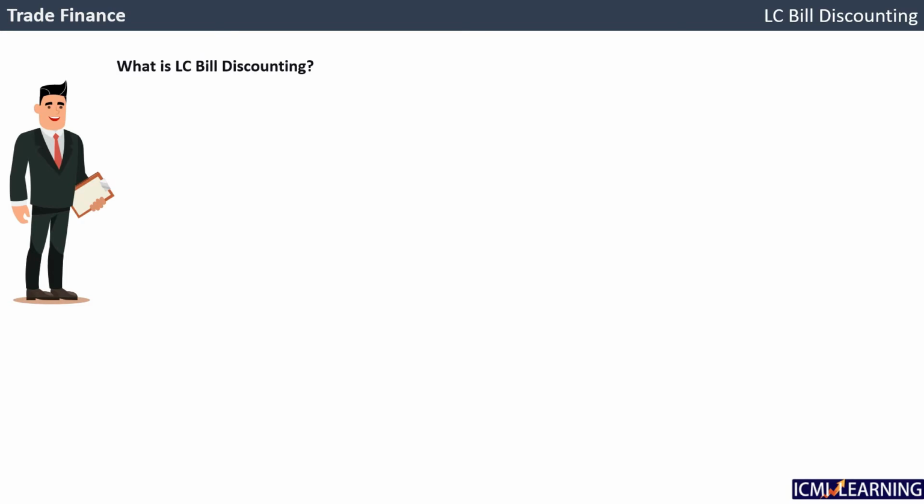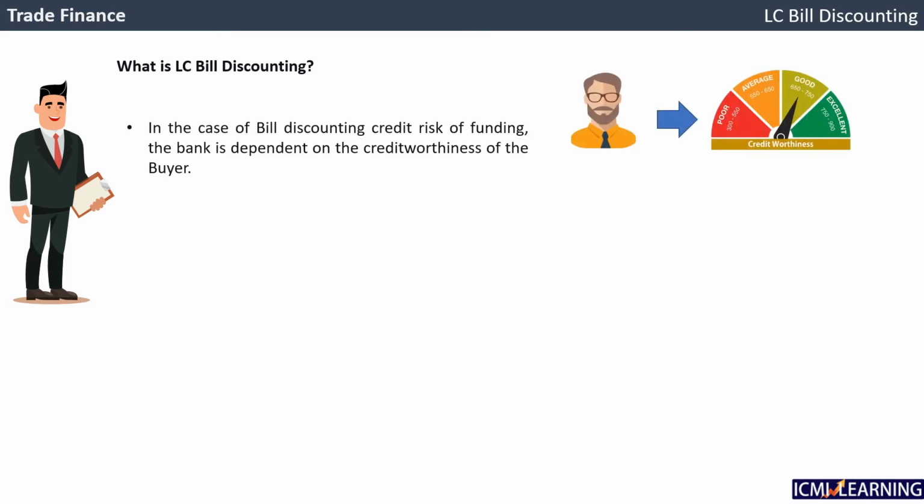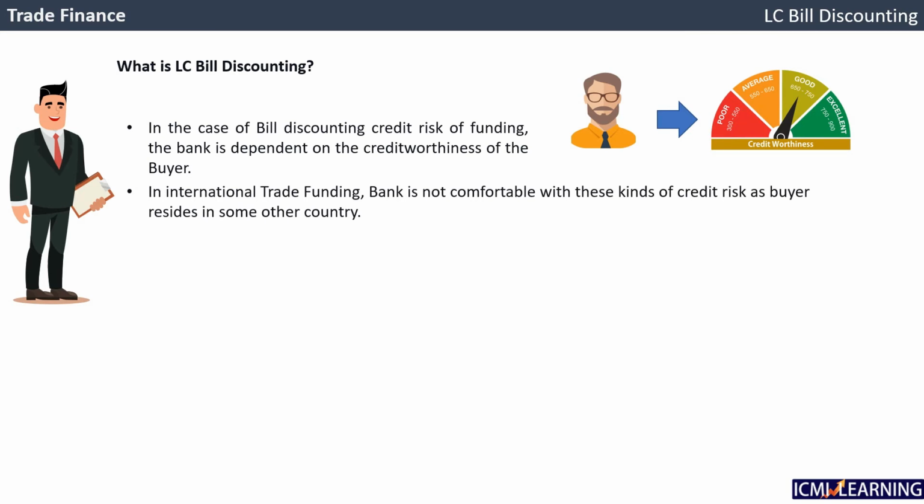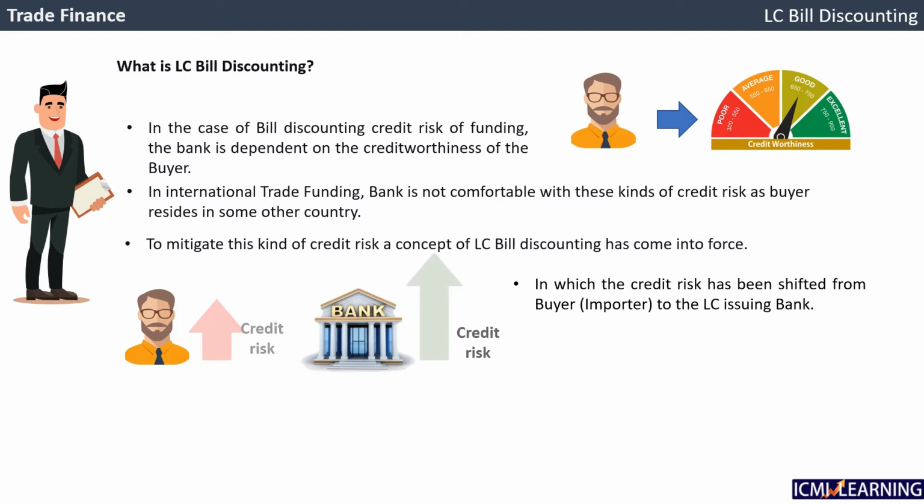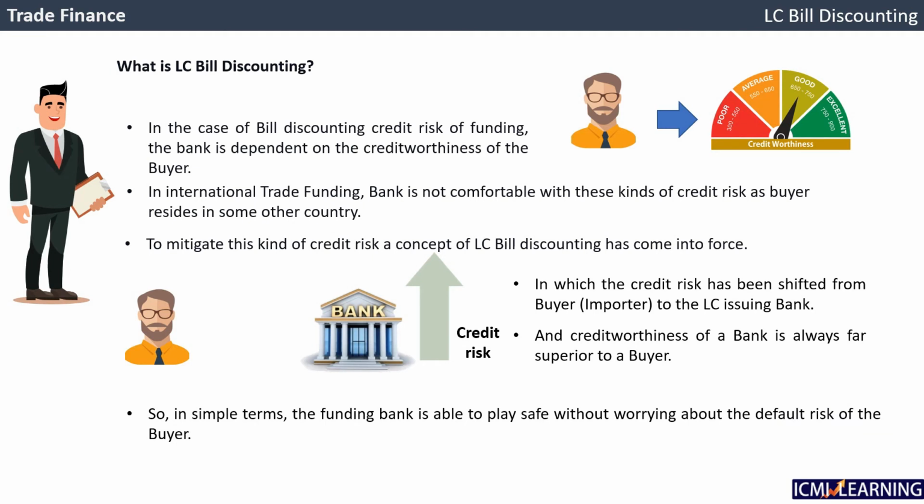What is LC bill discounting? In the case of bill discounting, credit risk of funding, the bank is dependent on the creditworthiness of the buyer. In international trade funding, bank is not comfortable with these kind of credit risk as buyer resides in some other country. To mitigate this kind of credit risk, a concept of LC bill discounting has come into force, in which the credit risk has been shifted from buyer, that is the importer, to the LC issuing bank. And creditworthiness of a bank is always far superior to the buyer. So in simple terms, the funding bank is able to play safe without worrying about the default risk of the buyer.